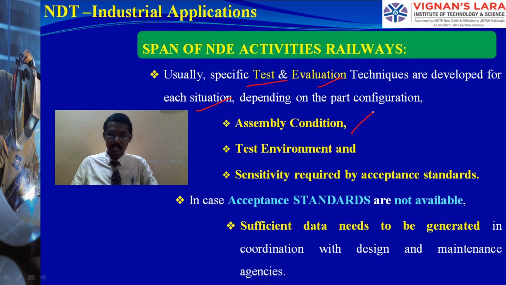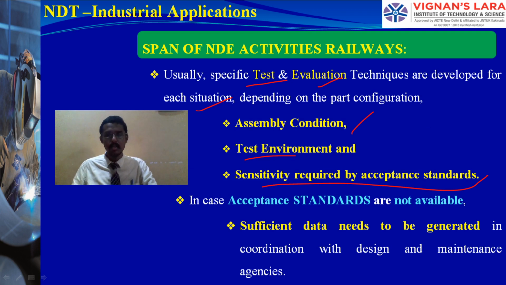So assembly conditions or the test environment, all depend upon the sensitivity required by the acceptable standards, how much can be done. Based upon that, we change the inspection methods. The inspection method may be, as I told, the top 8 methods: visual, magnetic particles, radiography, ultrasonic, and so on. In case the acceptance standards are not available, sometimes the standards may not be available, there is only breakage or failure, or not failure.